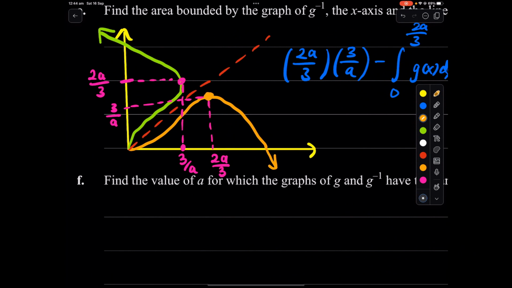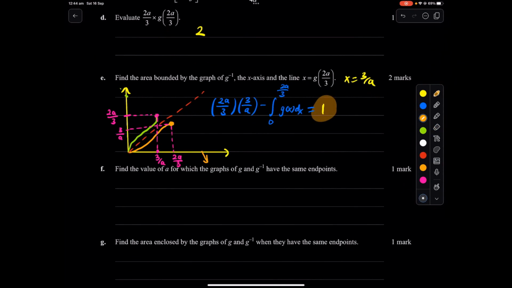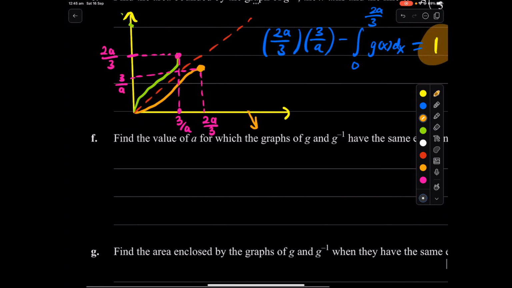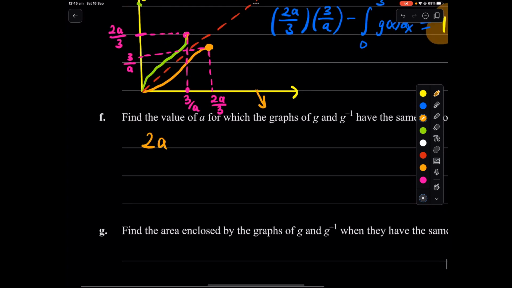So if I'm going to be honest, let's say I rub this out. If I rub this out, by symmetry this endpoint should also be rubbed off. So we want to find the value of a for which this has the same endpoint. To do that, we just equate this to this, because they have the same endpoint. So we want this endpoint and this endpoint to be the same. The symmetry, yeah. So 2a on 3 equals 3 on a.